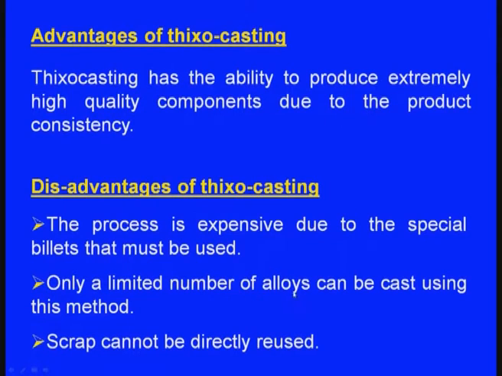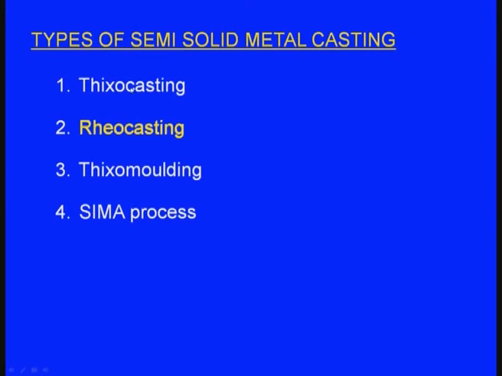Only a limited number of alloys can be cast using this method. Now, as I have already told, sometimes we get scrap. This scrap cannot be used directly, again we have to sell it. Again those people will make the precast billet under special conditions, again they will sell it. So, that way scrap cannot be directly used. So, we have completed the thixo casting. Next we will see the rheo casting.